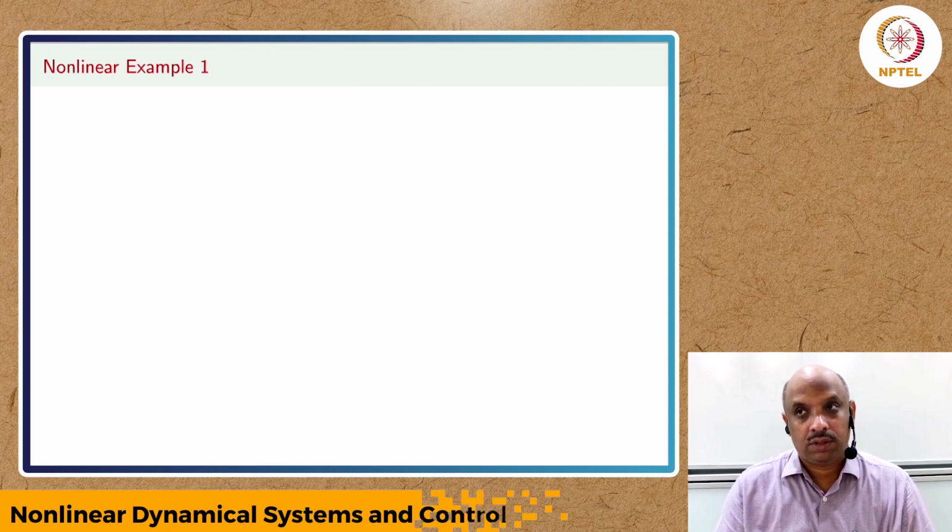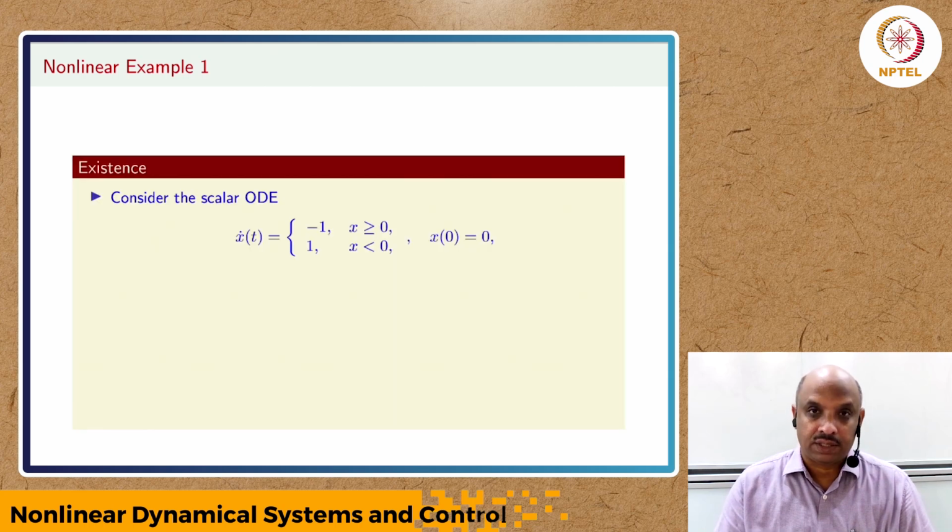So the next several lectures, we're going to pretty much understand behavior of nonlinear systems, and this lecture will show a few examples to start with. So we'll look at this particular scalar ODE. It's quite artificial. We basically created it to show certain behavior. We'll see in a second what that is.